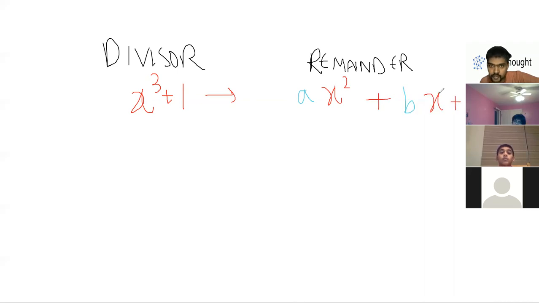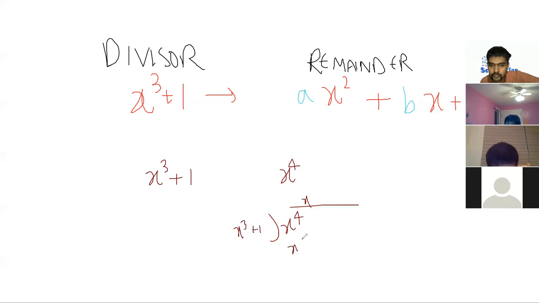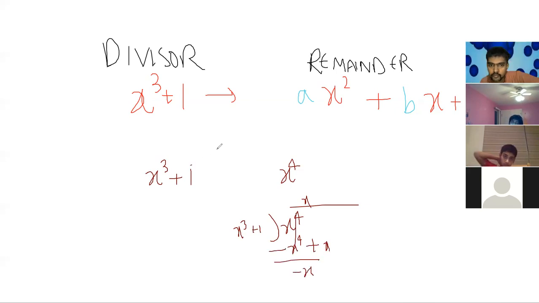Okay, let me give you an example. Let's say I'm dividing x power 4 by x cube plus 1. What's the remainder? Wait, it's minus x, no? Yeah. One possible remainder is minus x.